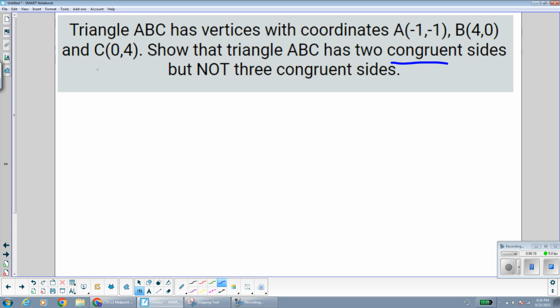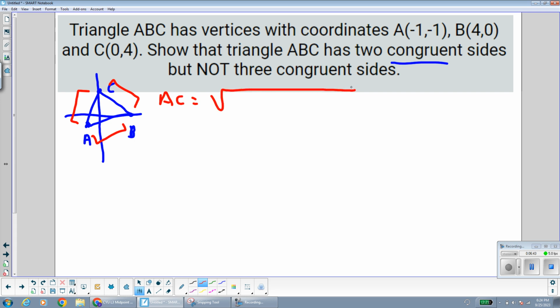So I'm just going to make a really quick graph of the points. I don't have graph paper, but negative one would be somewhere down here. 4, 0 would be somewhere over here, and 0, 4 would be somewhere over here. Just so we can get a sense of what we're working with. So we have this side of the triangle AC, this side of the triangle CB, and this side of the triangle AB. I'm going to start with AC.